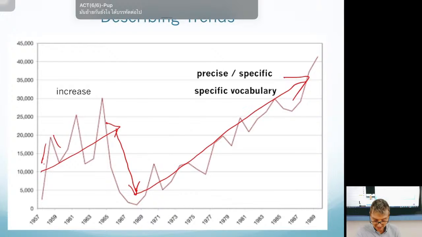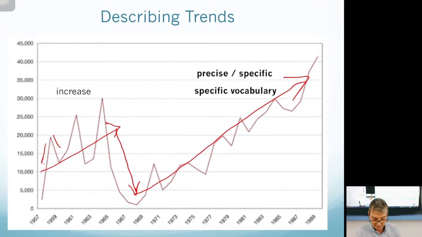So this will tell us the increase, so that's specific vocabulary that we use, which is this part, and then the decrease, which is this part. So we've got increase and decrease. I'm getting used to this, sorry about my art skills.